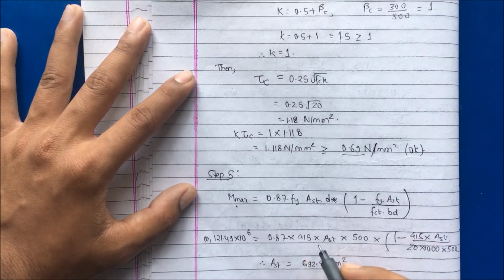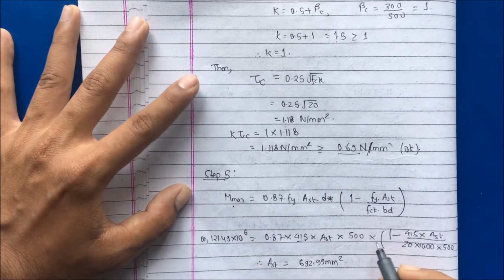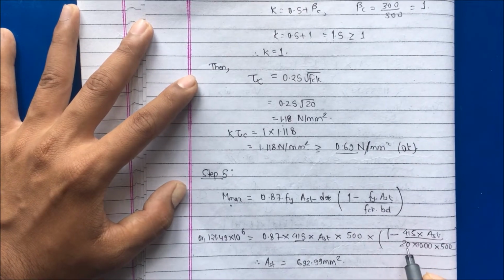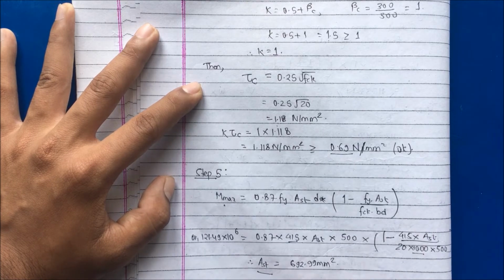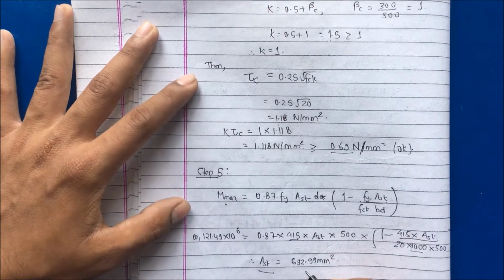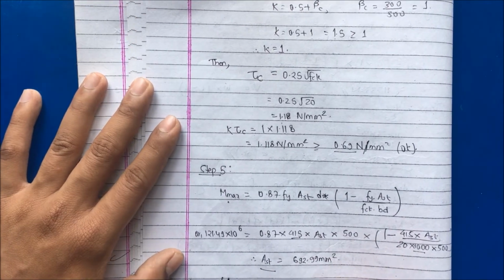We are interested to find Ast. So fy is 415. The depth is 500. We are considering a section of 1000 mm, and finally we get 692.99 mm square as the area of steel. This much steel has to be provided.